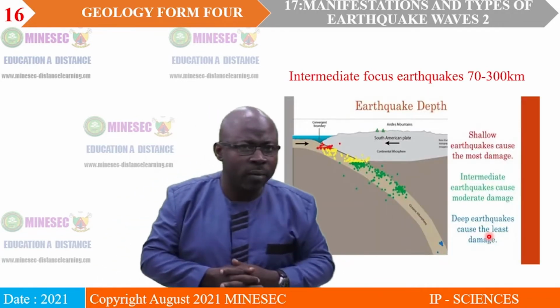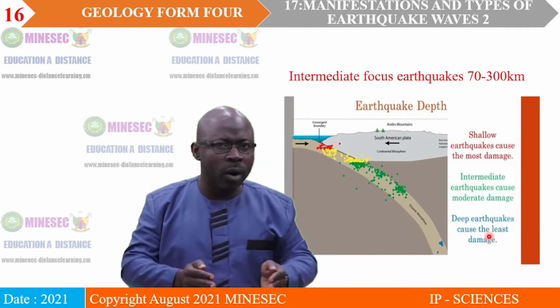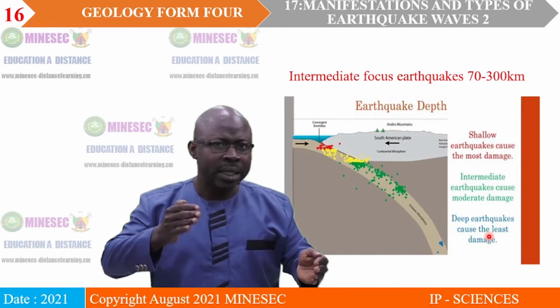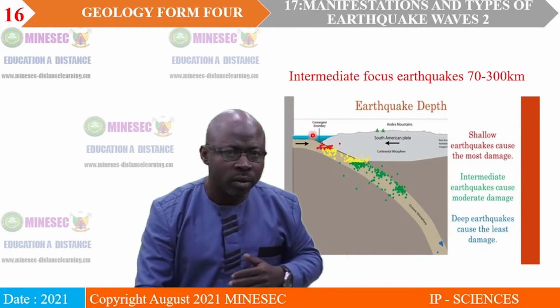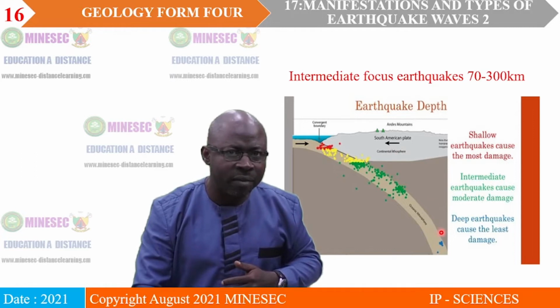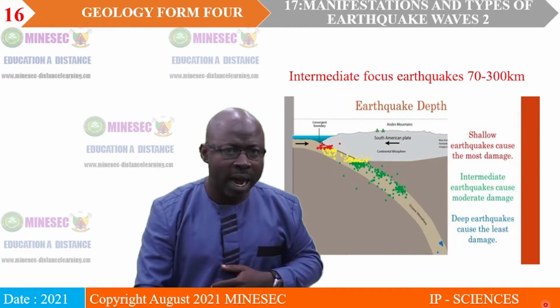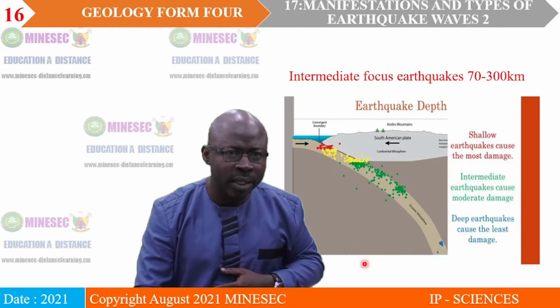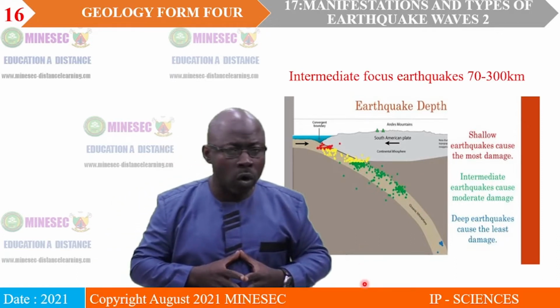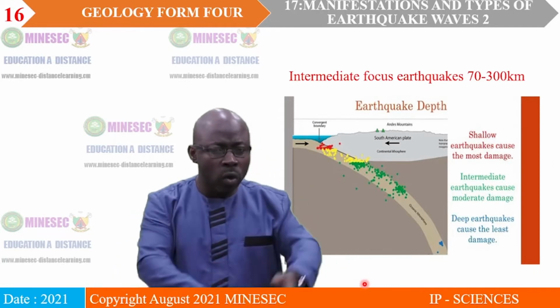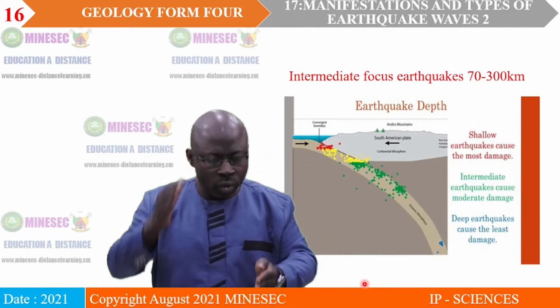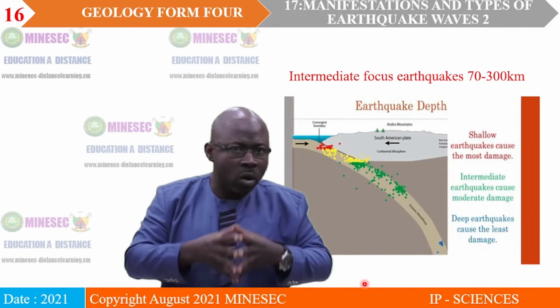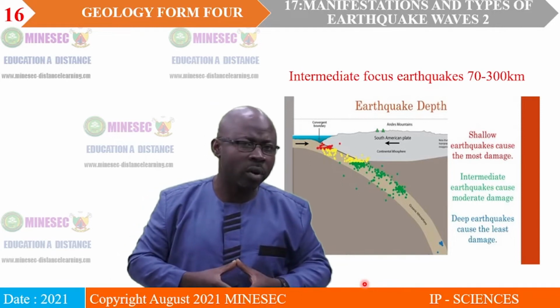Intermediate focus earthquakes. These are earthquakes that range from 70 to 300 kilometers. We've seen the oceanic crust, the continental crust, and now we are diving into the upper mantle. So this is the tectonic setting of intermediate focus earthquakes. Any earthquake whose depth of focus is between 70 to 300 is correct to be called an intermediate focus earthquake.